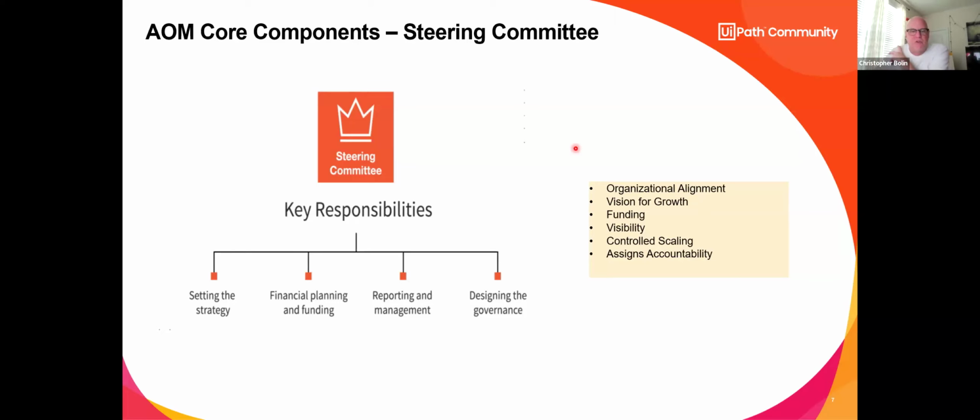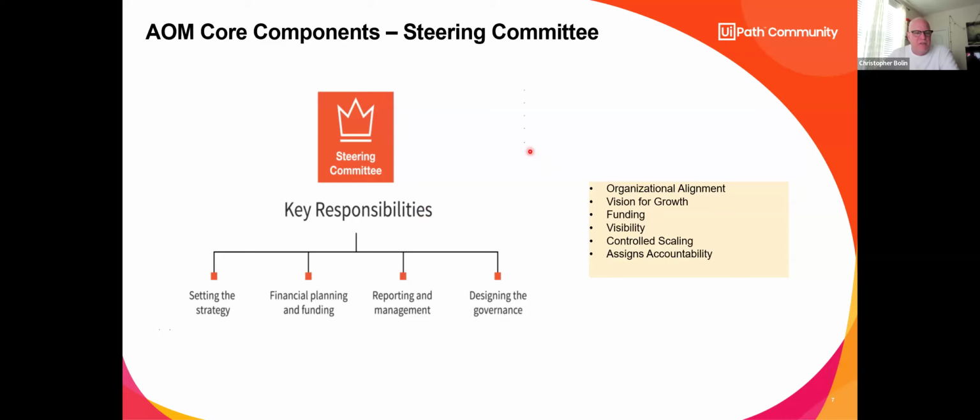So your visibility is driven by your steering committee, and they control your scaling by visibility, funding, and vision, and they assign accountability. Who's going to be accountable for what in your automation model? That could be IT. As UiPath used to say earlier on, UiPath RPA is a business-facing tool, and that used to make some IT folks really mad because there's a sense of ownership there of software running in their systems that's not sponsored by them.